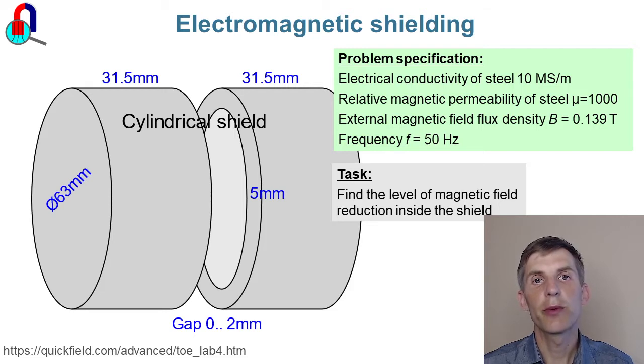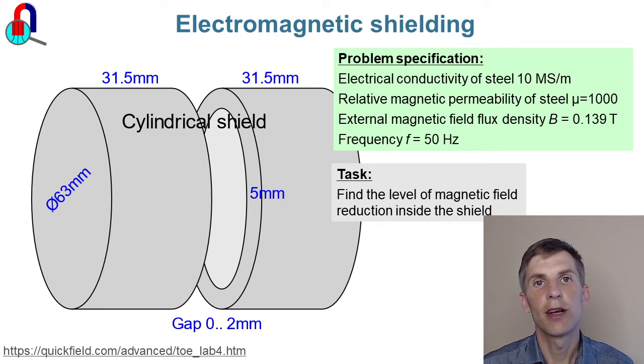In this example, we will simulate a cylindrical shield made of two halves. Our task is to calculate the magnetic flux density reduction inside the shield. The external field will be applied using the boundary condition.